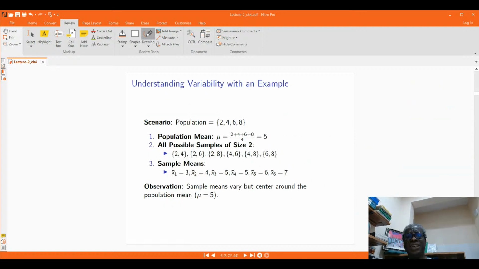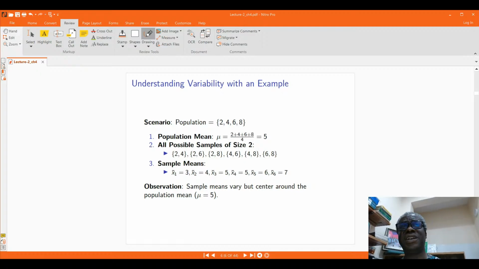So let's look at this example. Let's say a population is made up of these 4 values, maybe representing the amount of money in the pocket of 4 students. So there are 4 students in the class, which makes the class population 4. There are just 4 of them in that class.